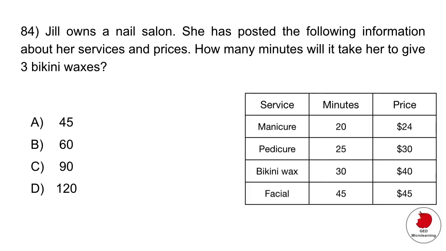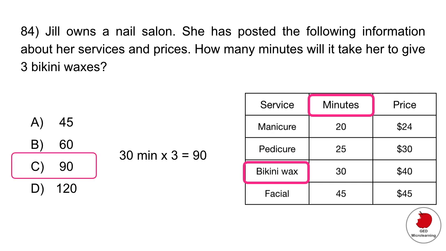All right, Jill owns a nail salon. She has posted the following information about her services and prices. How many minutes will it take her to give 3 bikini waxes? Okay, so in this case, this requires you to know a little bit about reading graphs. So always look at the y-axis or the vertical part. Okay, so bikini wax, and also look at the horizontal, so the minutes. So if you look at there, it says that it takes 30 minutes to give a bikini wax, and they're telling us it's 3. So multiply by 3, that gives you 90. Option C.